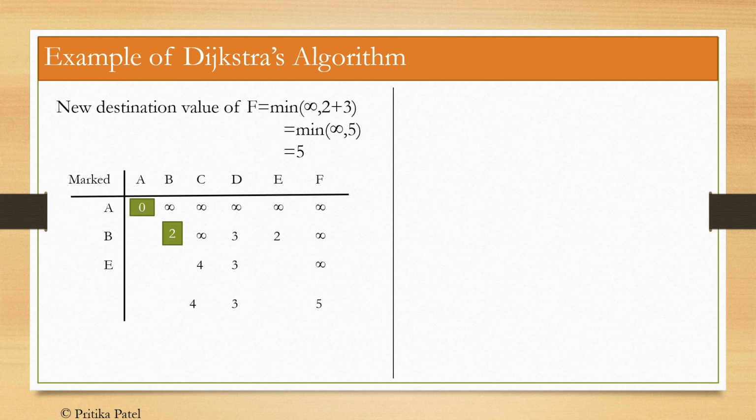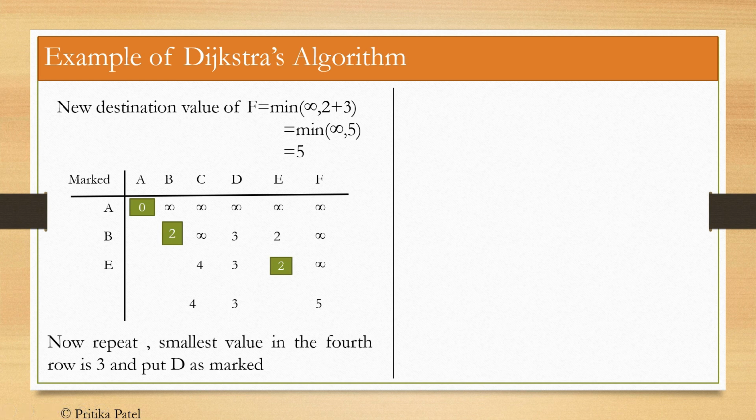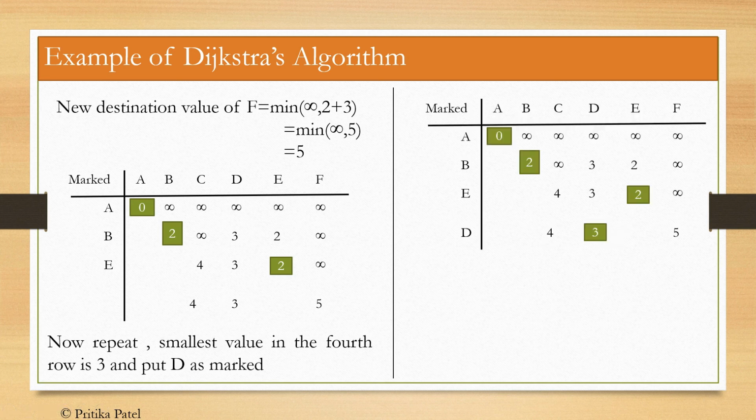Now we have to update the value, right? So the updated value of F is 5. Now repeat: the smallest value in the fourth row is 3. So we have to mark 3 and put D in the marked vertex list. So here D is put into the mark and value 3 is marked over here.